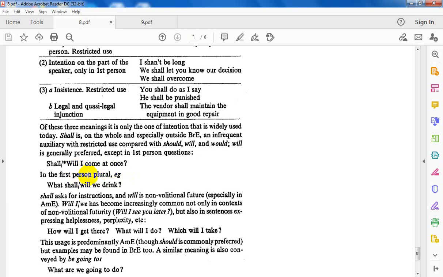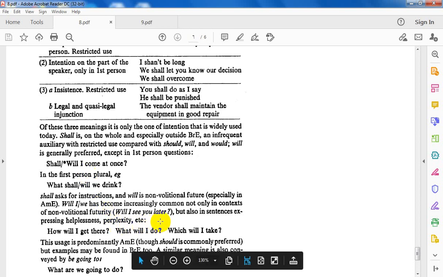If I use them, the meaning will be what? It means futurity, not volitional. Just like this sentence: will I see you later? See, later, so it is a futurity. Again, what else? I can use will with first person to indicate certain expressions like helplessness and perplexity, just like these three examples. See, how will I, what will I, which will I.